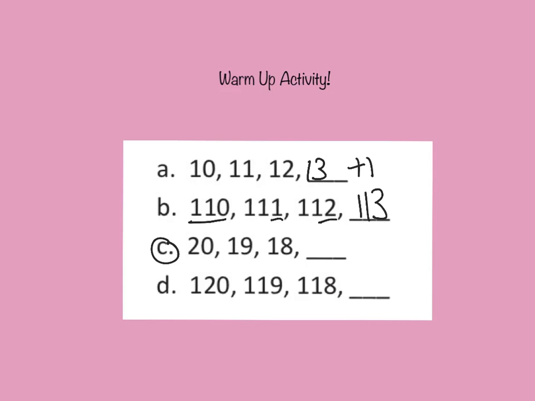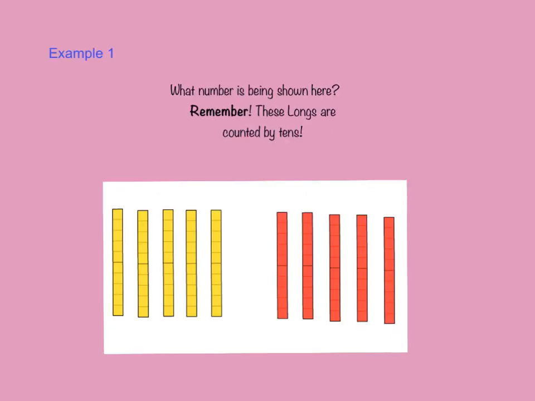Now this one is going down. 20, 19, 18. What comes after 18? 17. You just subtract 1. This last one is a little tricky. 120, 119, 118, 117.